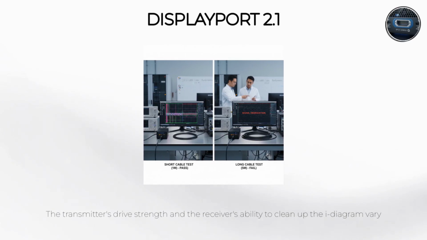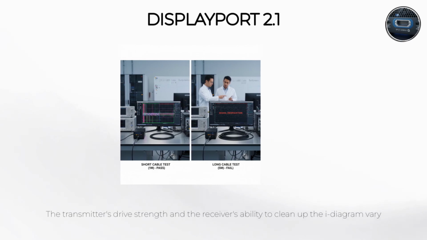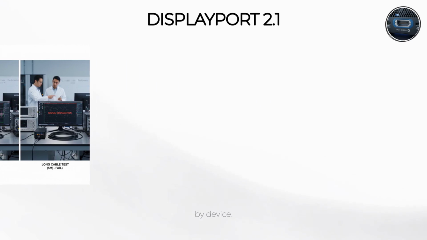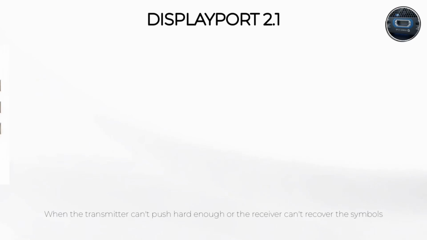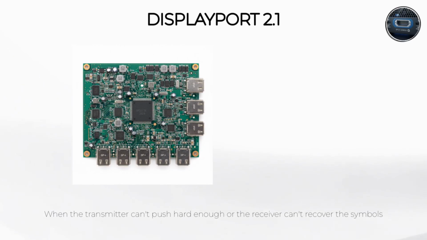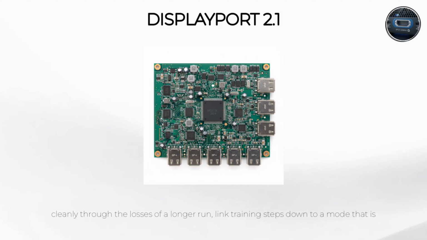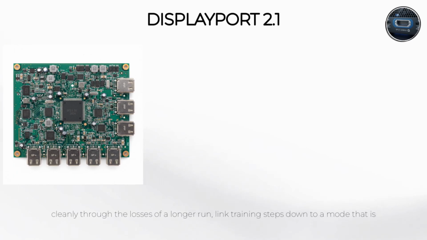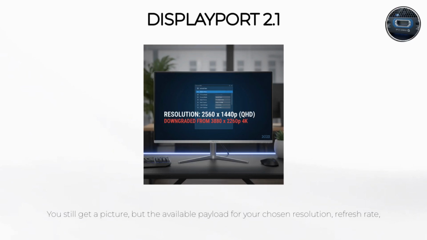The transmitter's drive strength and the receiver's ability to clean up the eye diagram vary by device. When the transmitter can't push hard enough or the receiver can't recover the symbols cleanly through the losses of a longer run, link training steps down to a mode that is stable. You still get a picture, but the available payload for your chosen resolution, refresh rate, bit depth, and chroma format shrinks. The numbers change, but the principle is timeless.